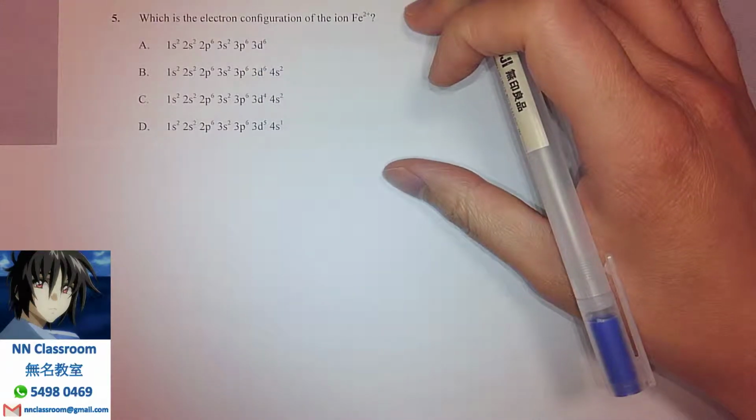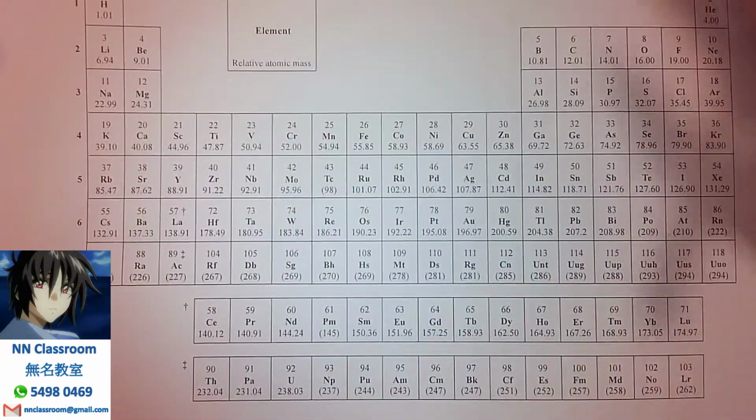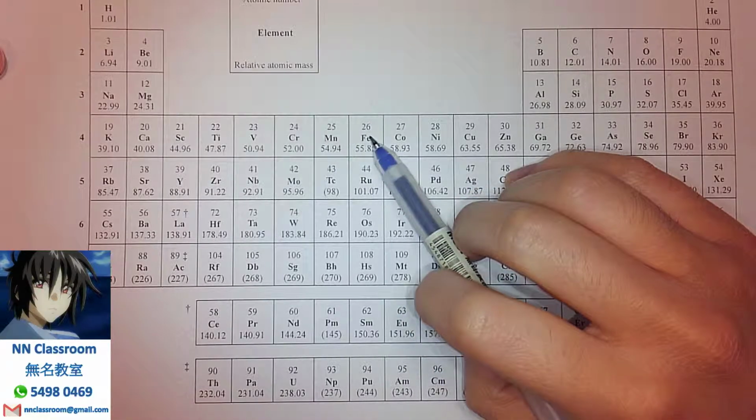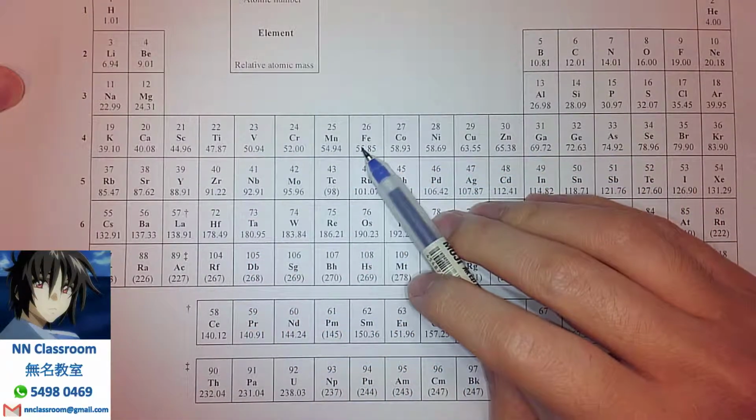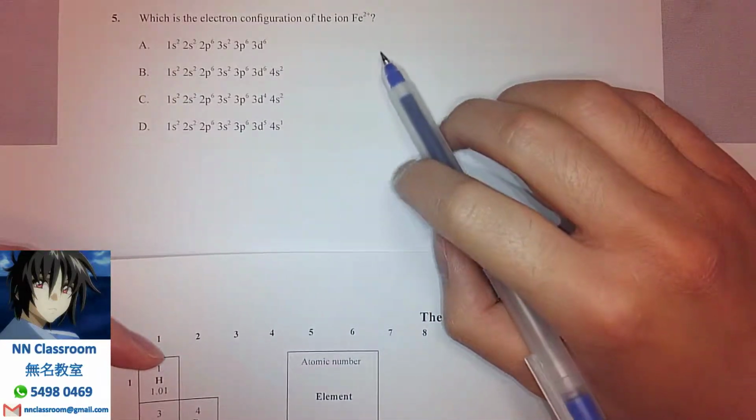For handling this question, most students will think, oh, that's quite easy. What I would do is look at the periodic table, try to find out where iron is, first figure out the full electron configuration, and at the end take 2 electrons away so that I will get to the answer, right?